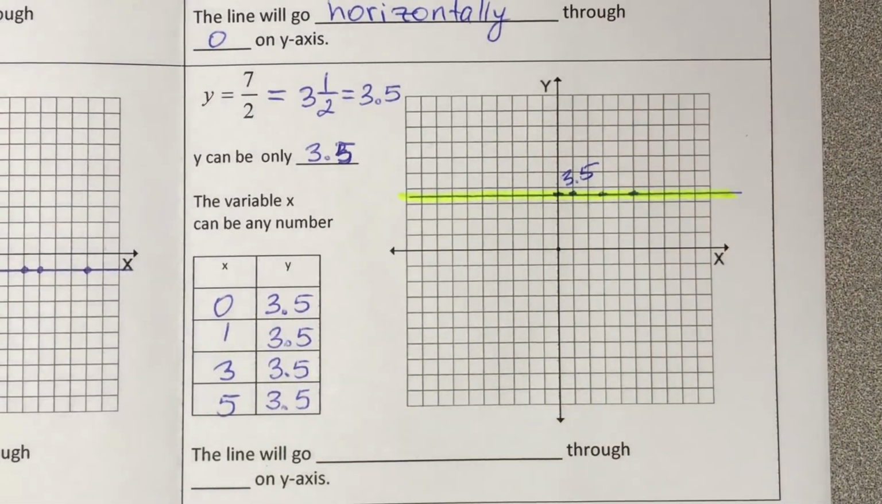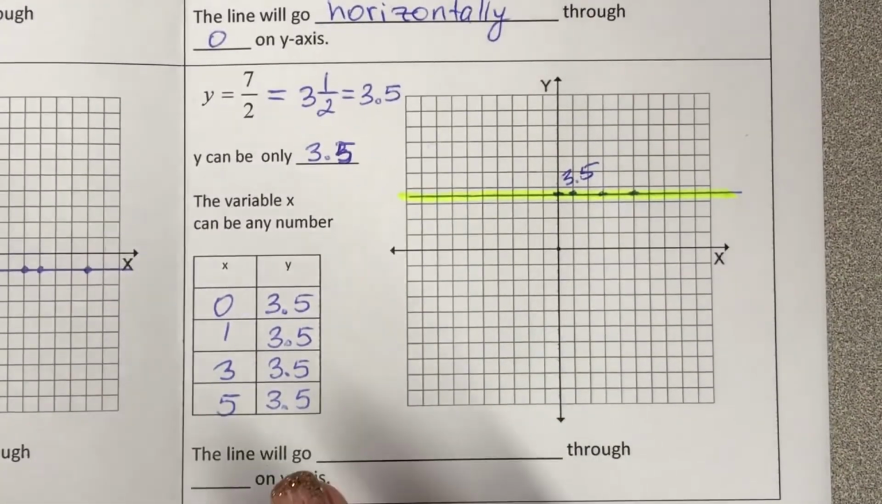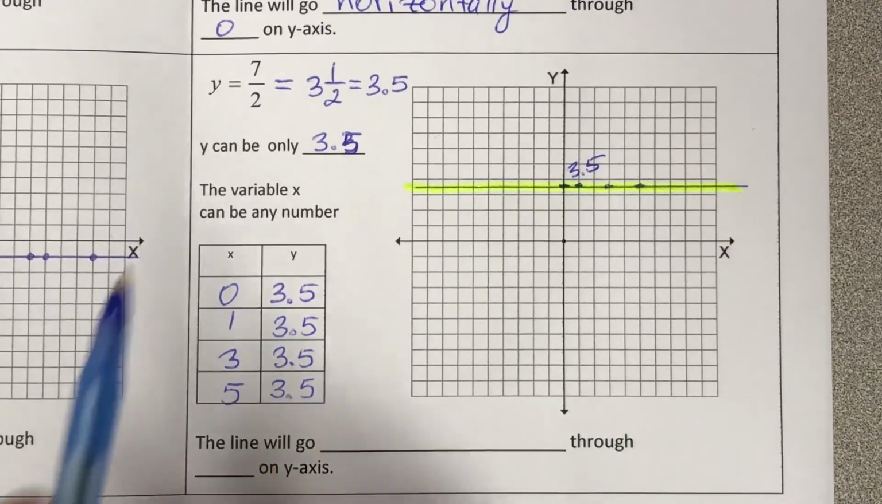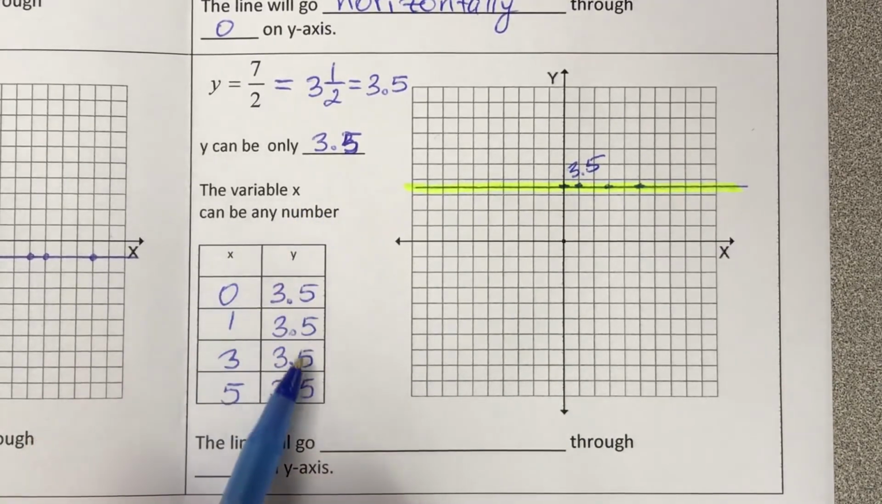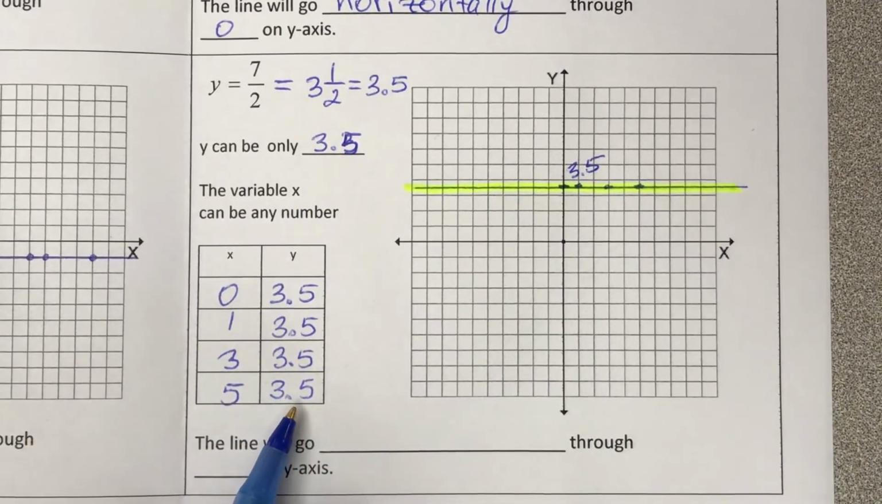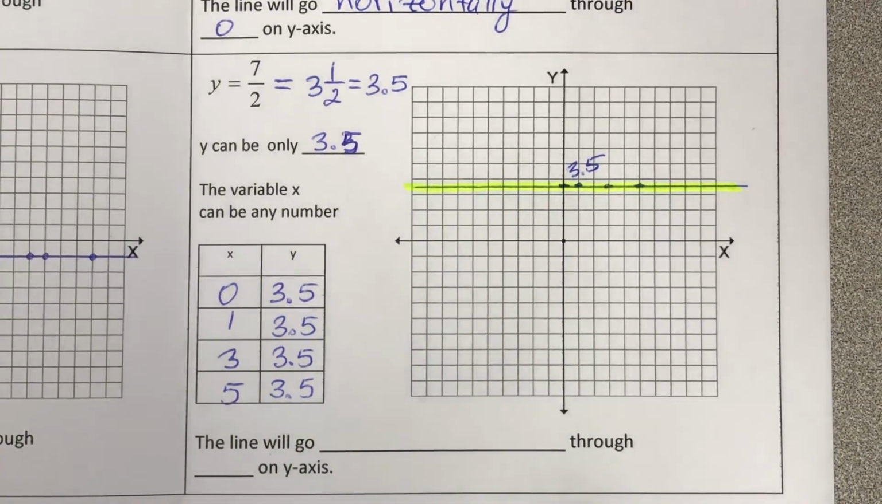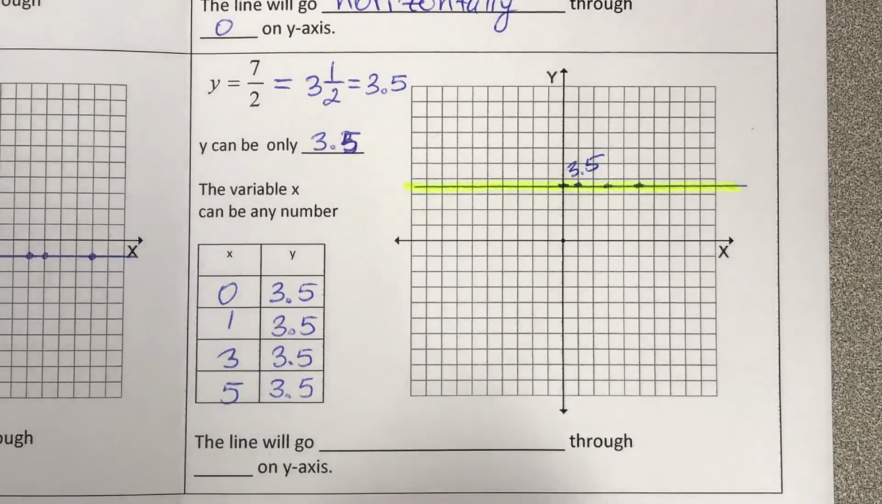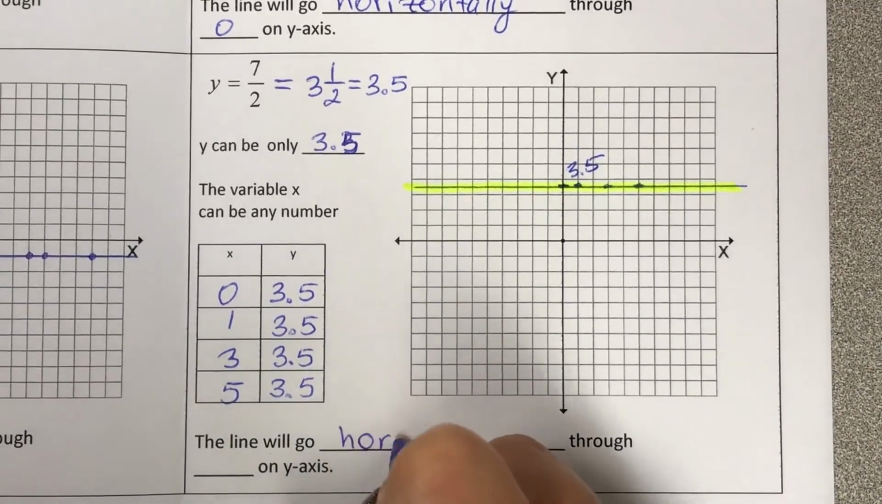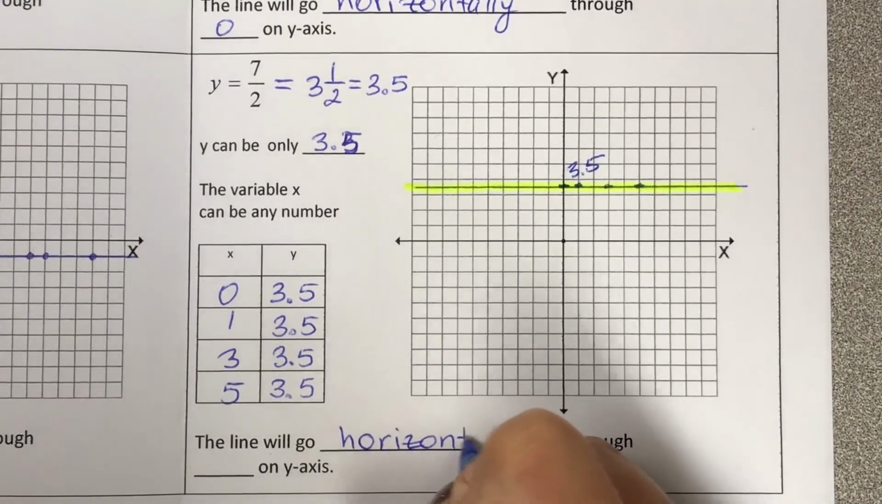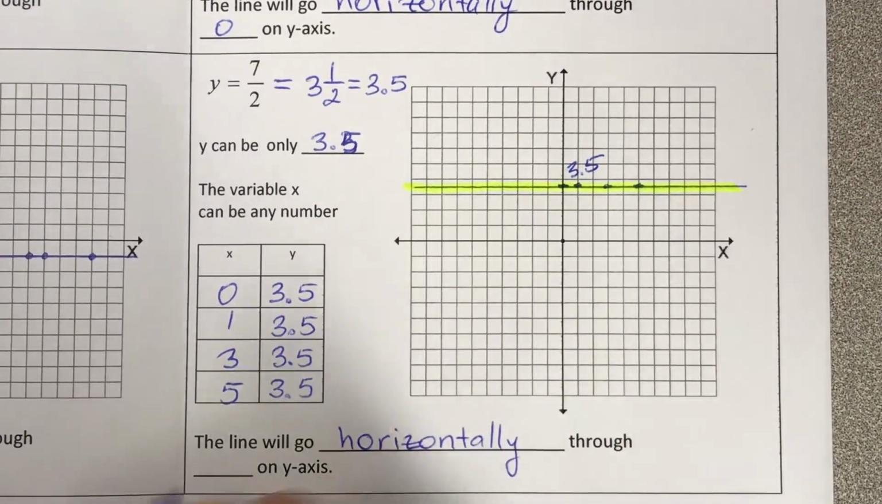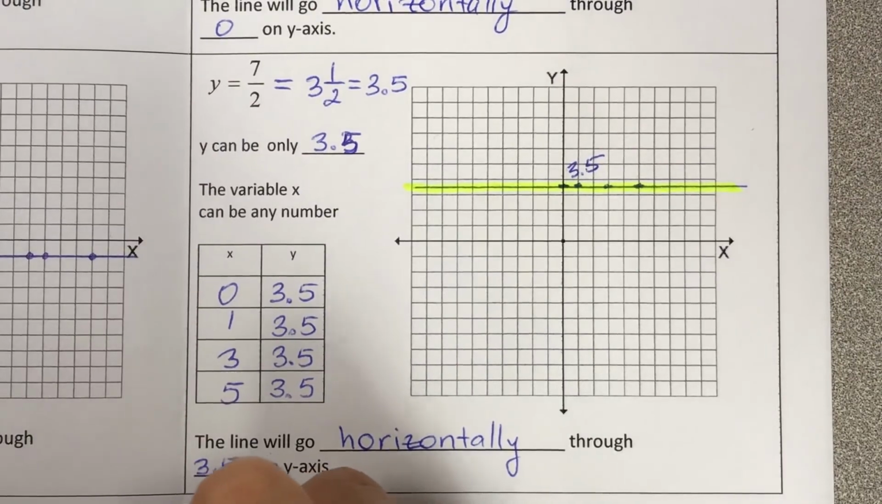So it can be fractions, changing to decimals in order to plot the points, knowing how many full squares and how many partial squares. So don't be afraid of fractions or decimals. And then the line will still go horizontally through either you can say 7/2 or 3.5 on the y-axis.